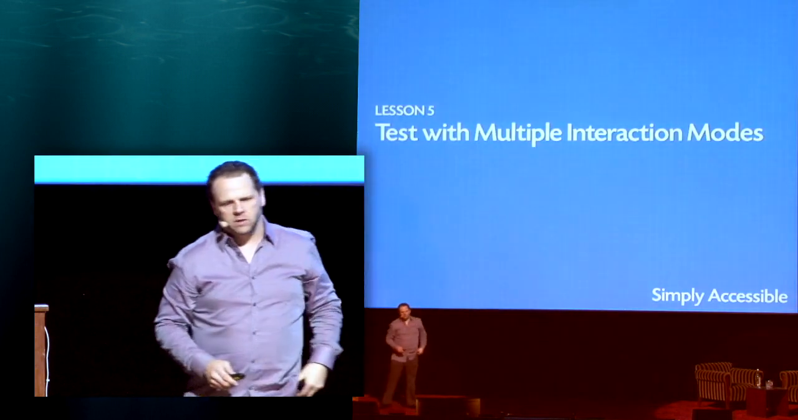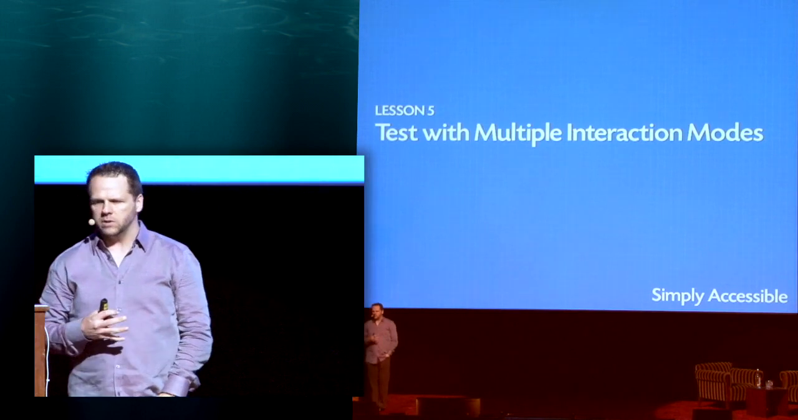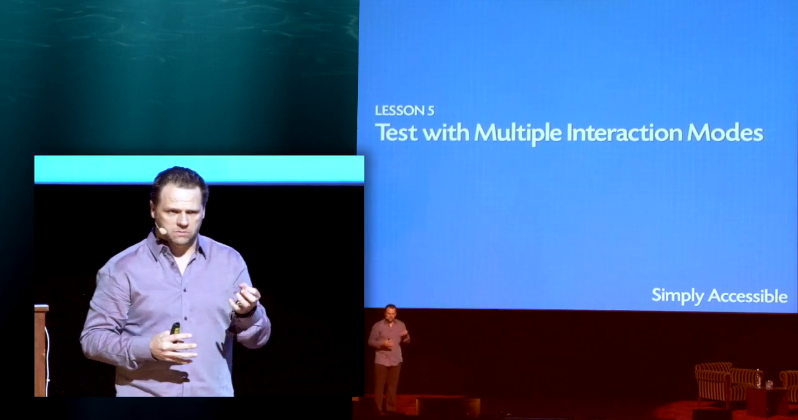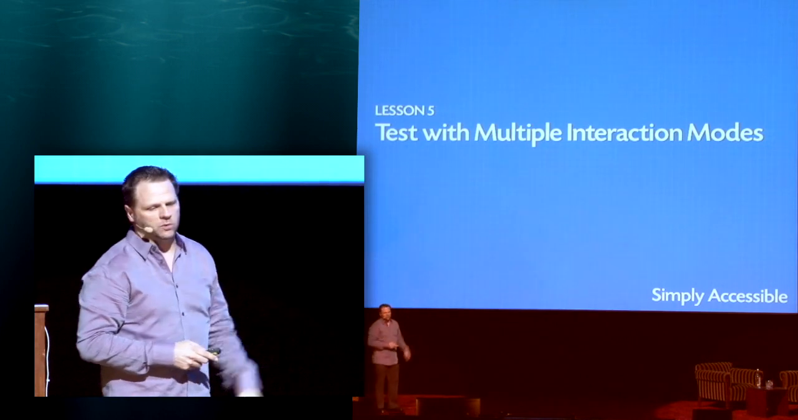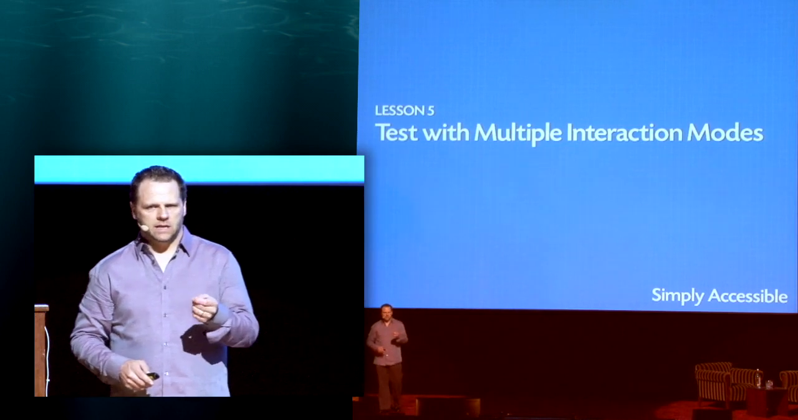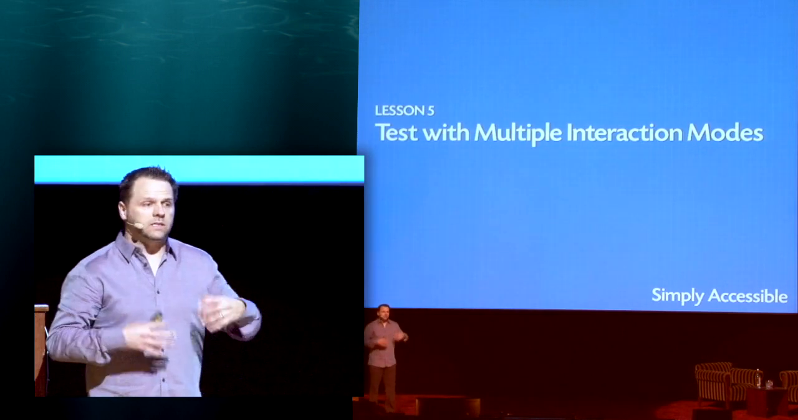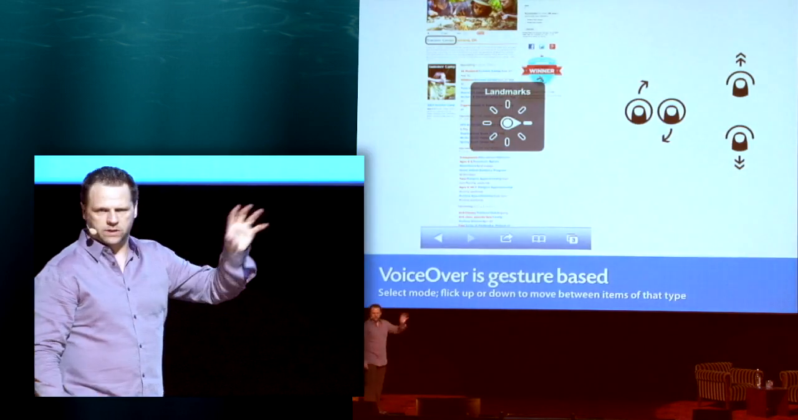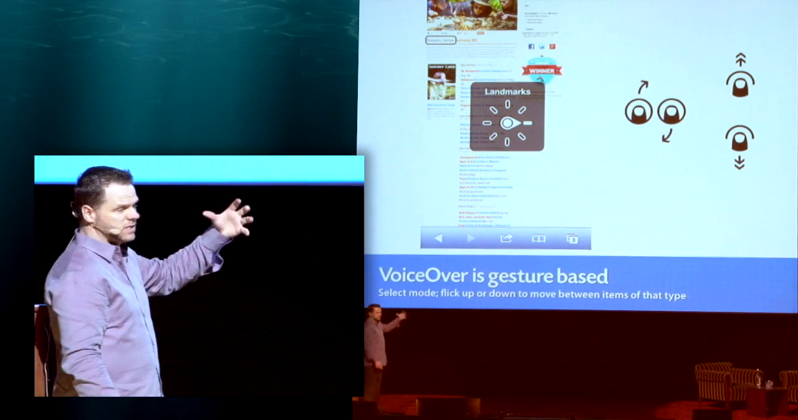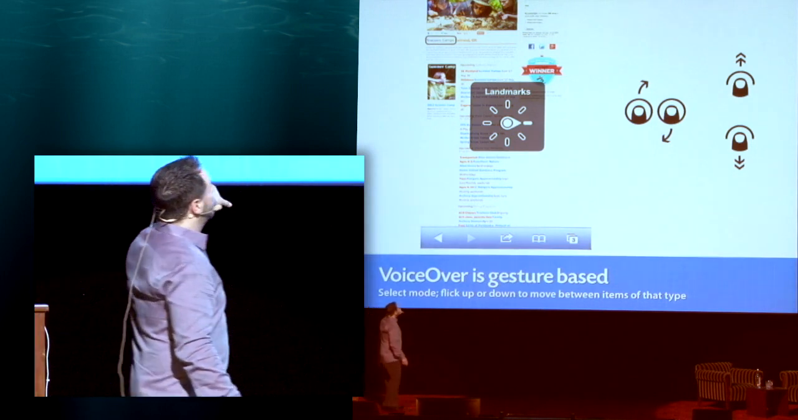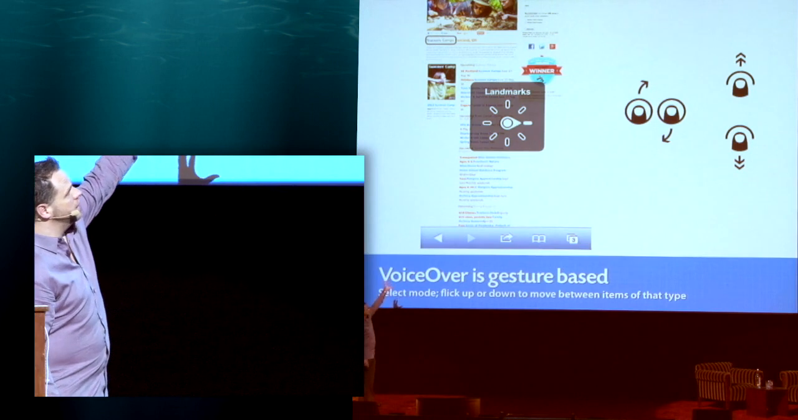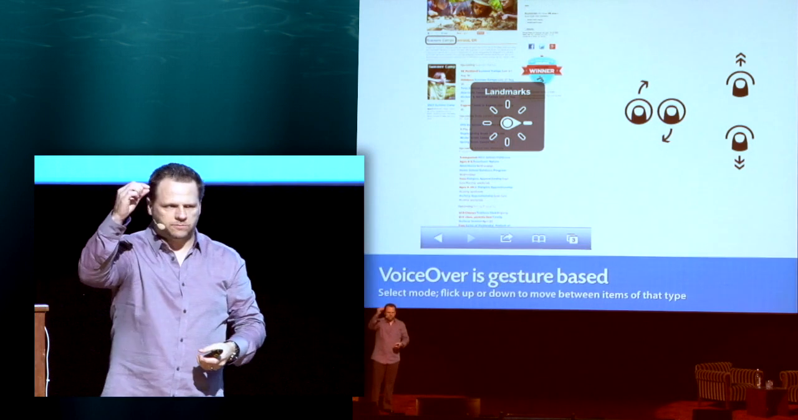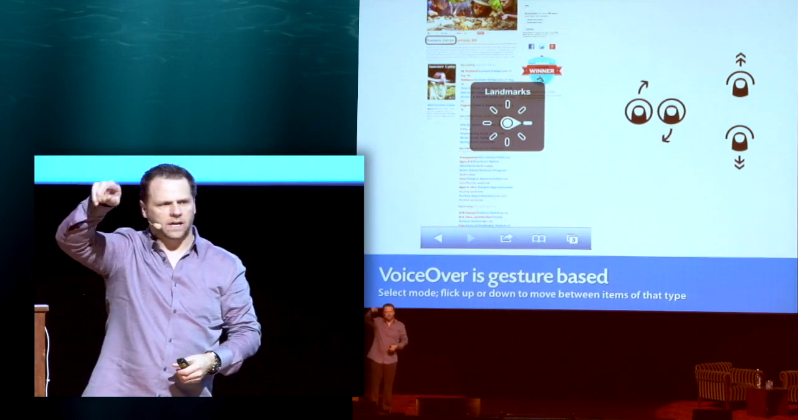One of the other important things to understand about people with disabilities and how assistive technology on these mobile devices works is that there's multiple interaction modes. And you need to test, if you're going to actually test, you need to test with those multiple interaction modes. So VoiceOver, and TalkBack on the Android device is the same. It's gesture-based. And what you have here, if you take a look on the left-hand side, this is the screen of my iPhone, and you can see a big block in the middle. It says landmarks. And then it's like this little dial, right?